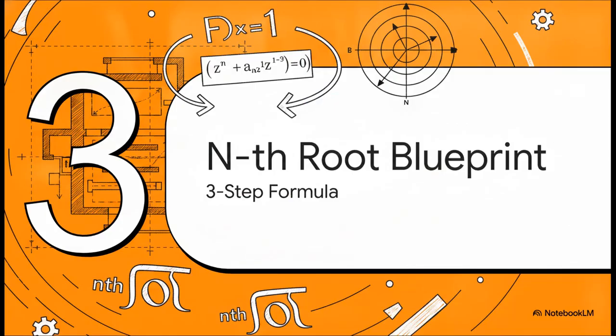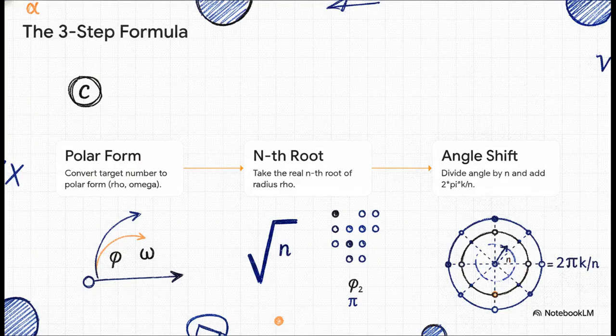Multiplication becomes a simple geometric rotation in the complex plane, and that one simple geometric truth makes finding roots practically effortless. Section 3. The nth root blueprint. 3-step formula. All right, let's build this into a bulletproof exam strategy. If you're faced with an equation like z to the power of n equals a complex number c, here is the exact 3-step formula pulled right from your coursework.